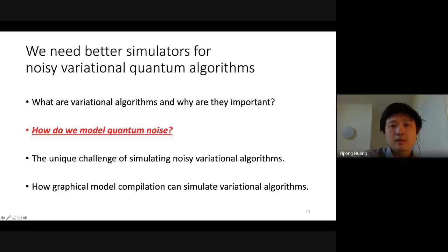Okay, so the next part of this talk is that we're going to talk about why it's important to take into account noise or imperfection inside a quantum circuit, and what are some types of models that we use to model that noise.